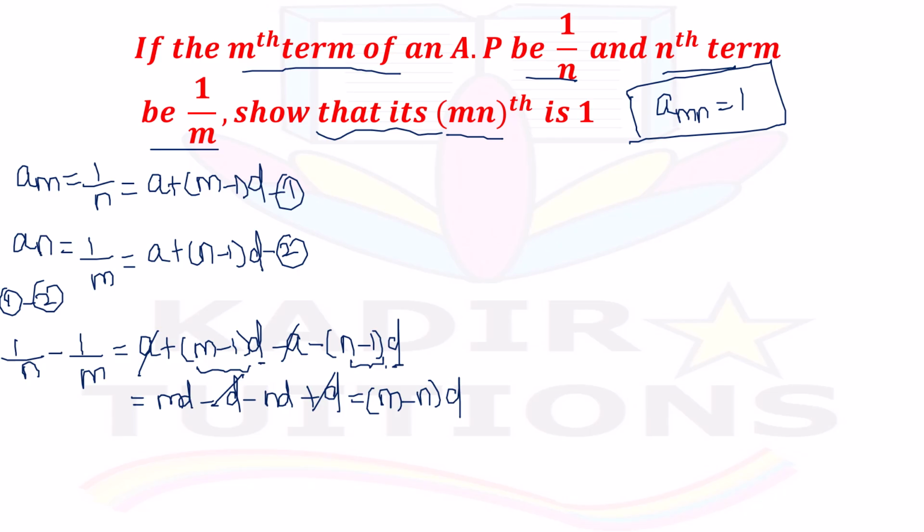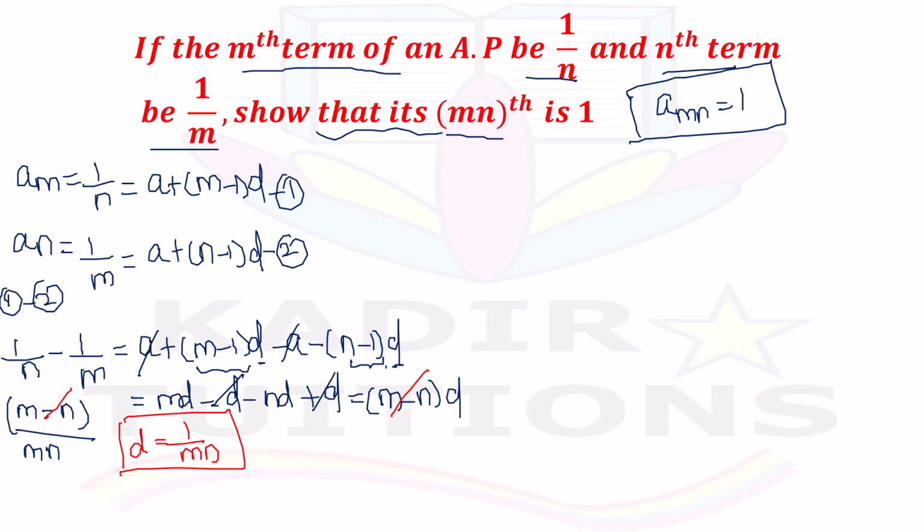Now on our LHS also we need to take an LCM, so it is going to be mn in the denominator, and in the numerator it's going to be m minus n. See, over here m minus n is in the numerator on the LHS, as well as m minus n on the RHS, so we can cancel it. So we got the value of d as 1 by mn.